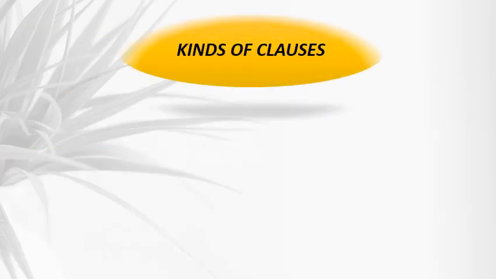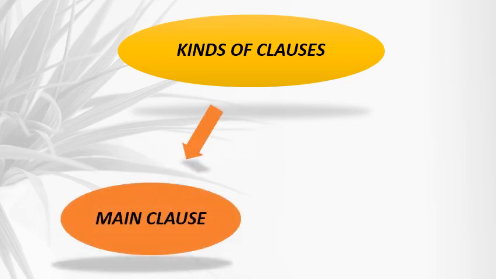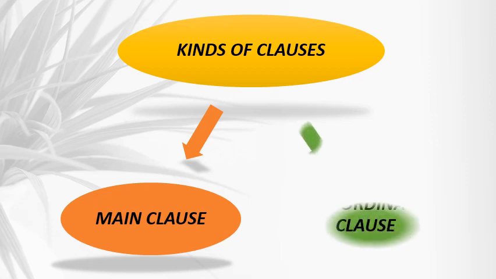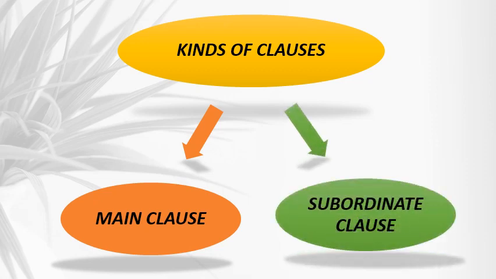So now let us see how many kinds of clauses there are. Number one, main clause, or you can say principal clause. Number two is subordinate clause, or you can say dependent clause. So there are two kinds of clauses, that is main clause and subordinate clause, or you can say independent or principal clause and dependent clause.